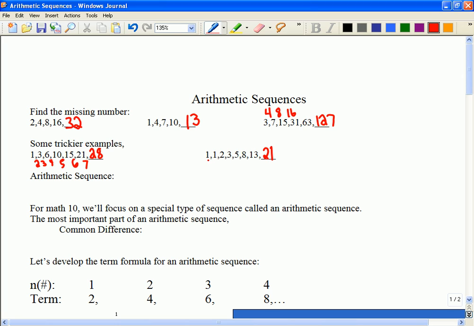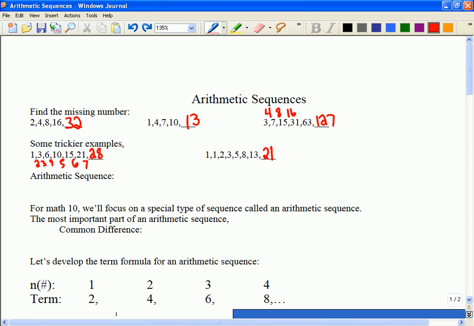Yeah, so you take the previous 2 numbers. 1 plus 1 is 2. 2 plus 1 is 3. 3 plus 5 is 8. 5 plus 8 is 13. 8 plus 13 gives you the last one, which is 21. Don't worry, we're not going that far into it.